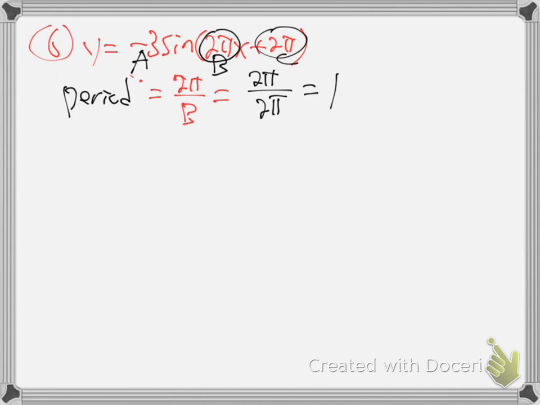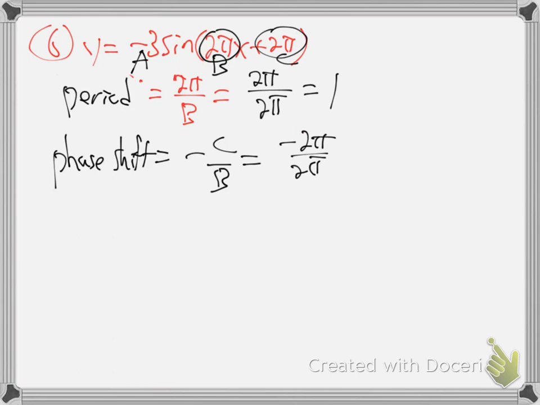Good. And now the phase shift. Negative C over B, so negative 2 pi over 2 pi, negative 1. So that's kind of weird. Let's go to the graph. How do I graph this thing? Where do you start?